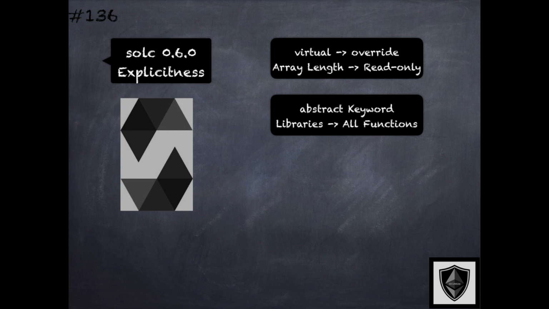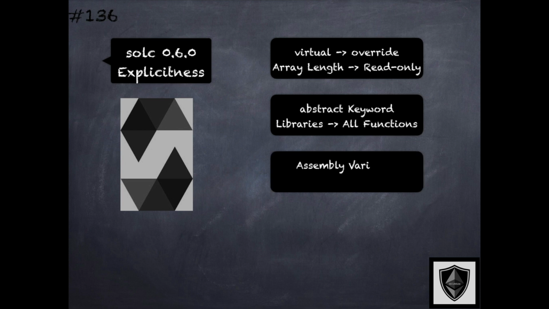An abstract keyword was introduced for what became abstract contracts, or contracts where at least one function is not defined. Libraries have to implement all their functions, not only the internal ones as of this version. And there were various explicitness restrictions brought forward for assembly variables.